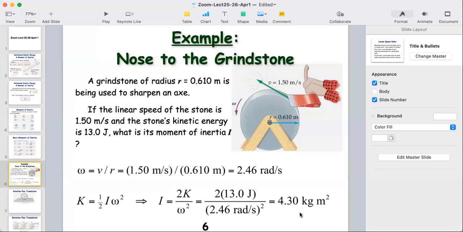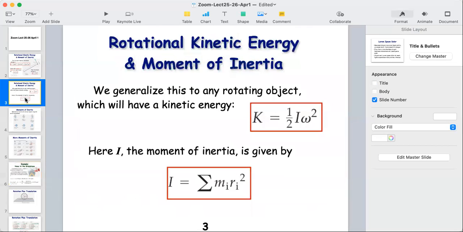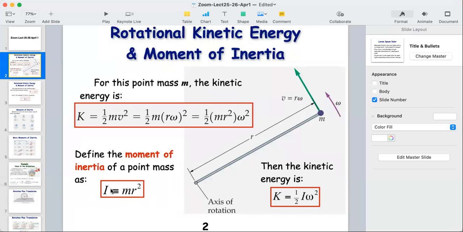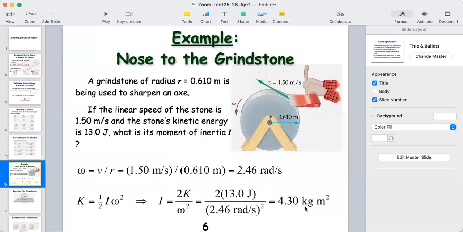And it's normal that it is kilogram meter squared, because if you remember from the beginning, my I in the most simple cases was a mass multiplied by a distance squared. So I'm expecting I to be a mass, so kilograms, and then the units of a distance squared.